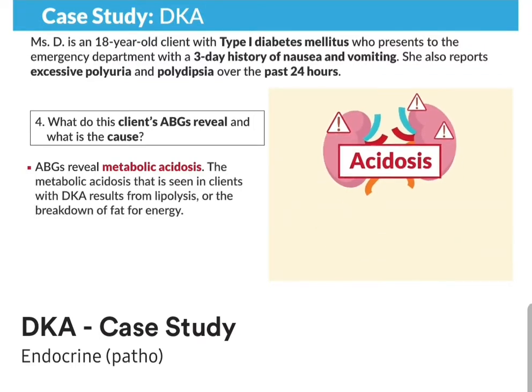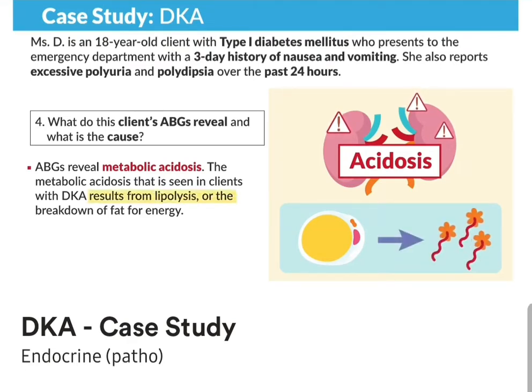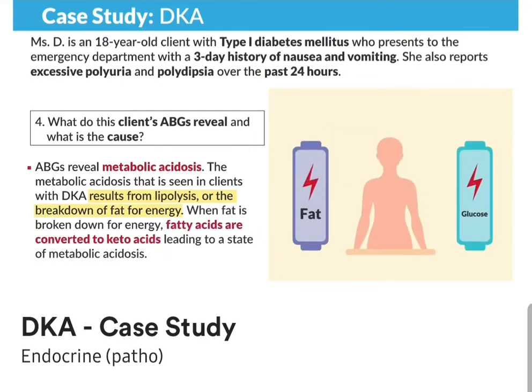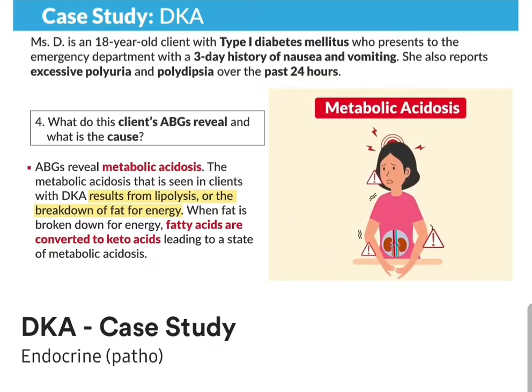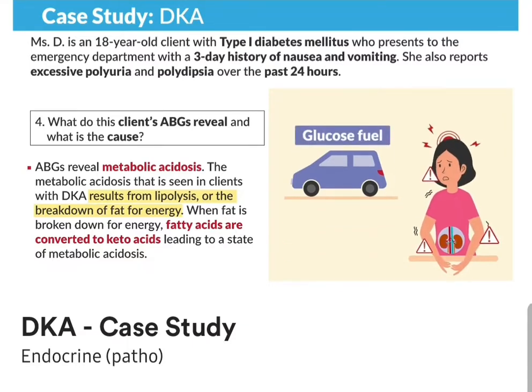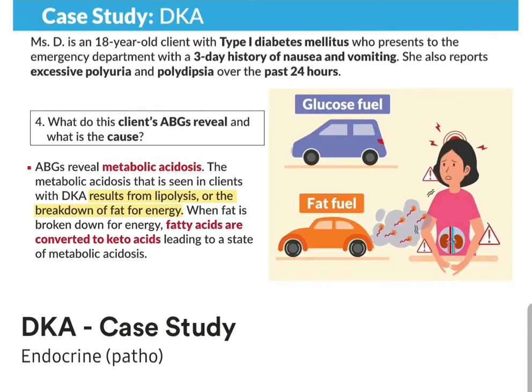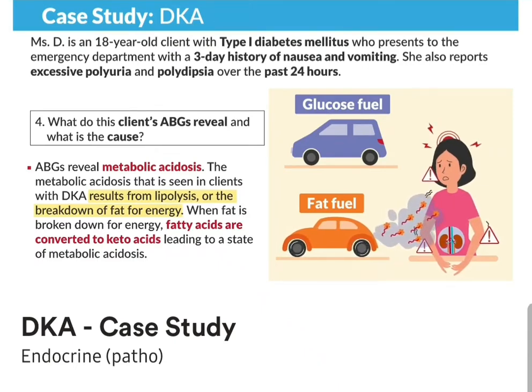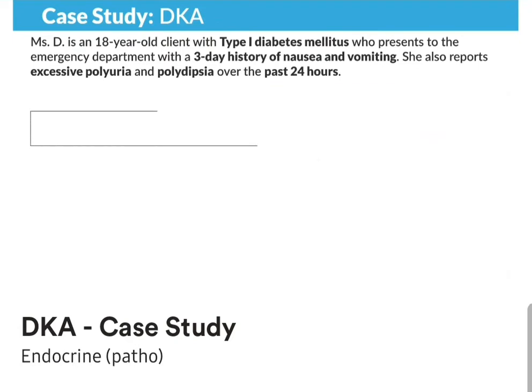The metabolic acidosis that's seen in clients with DKA, big key terms here, results from lipolysis, or basically a breakdown of fat for energy. The body switches from using glucose for fuel to using fat for fuel. So when fat is broken down for energy, these fatty acids are converted to keto acids, leading to a state of metabolic acidosis. So yes, kind of like going from clean electric energy within a car with no emissions when using glucose for fuel, and then switching to that dirty diesel that pollutes the body with those ketones when we're burning fat for fuel.